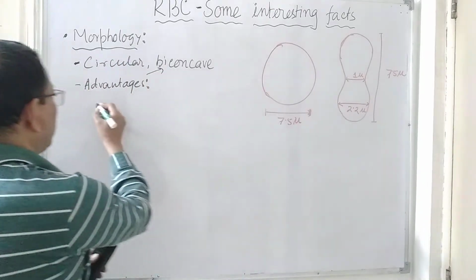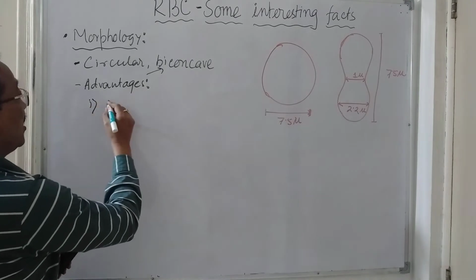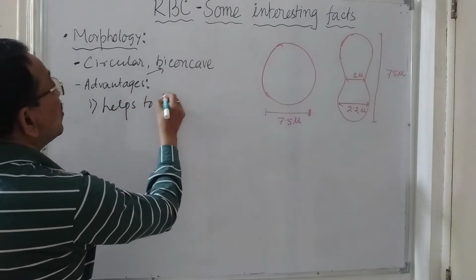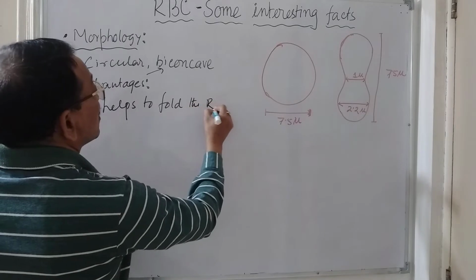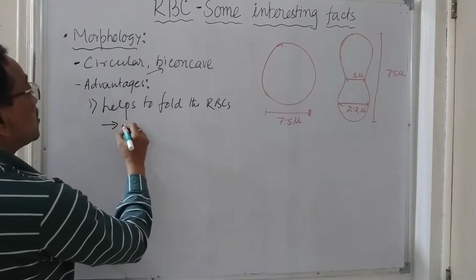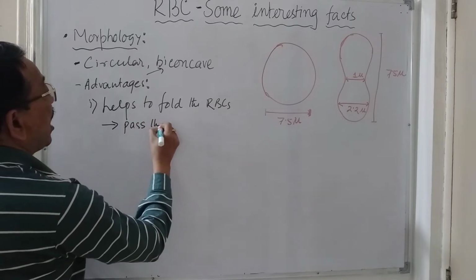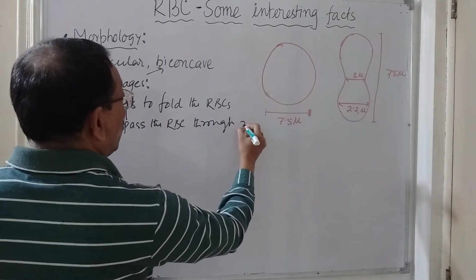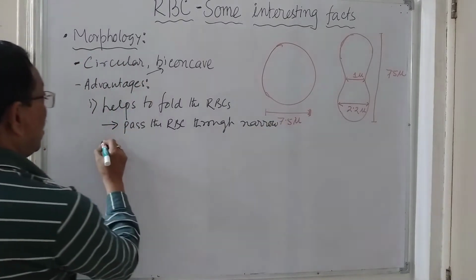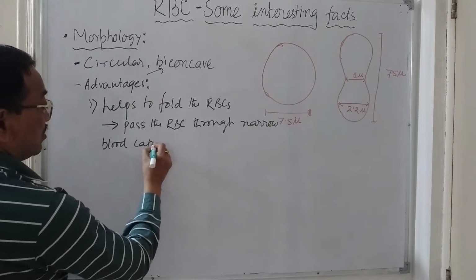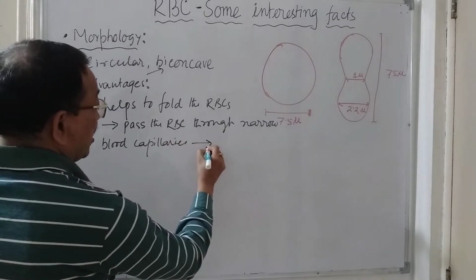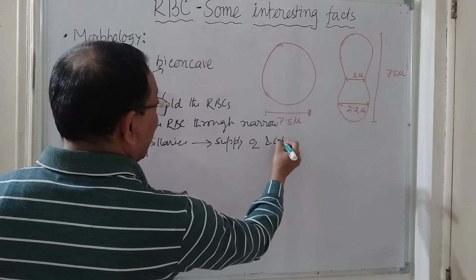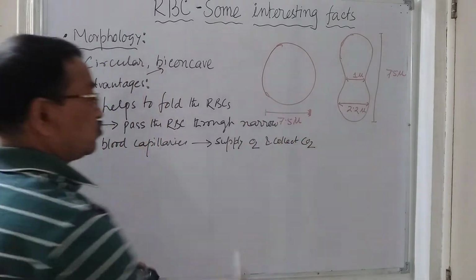So the first advantage is that it helps to fold the RBCs, and that helps the RBC to pass through narrow blood capillaries, and thereby supply oxygen and collect carbon dioxide from the tissue.